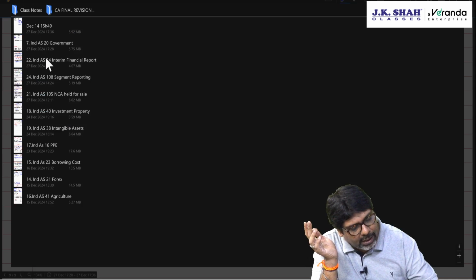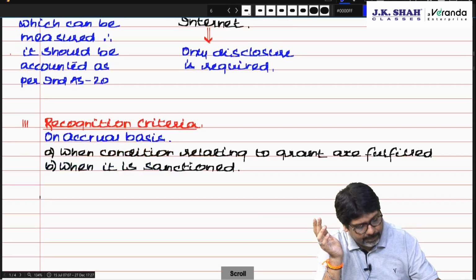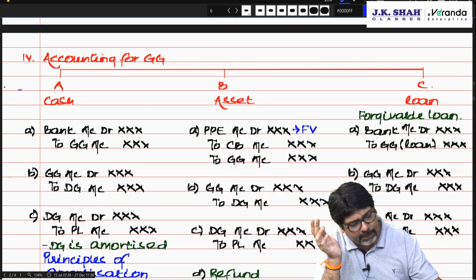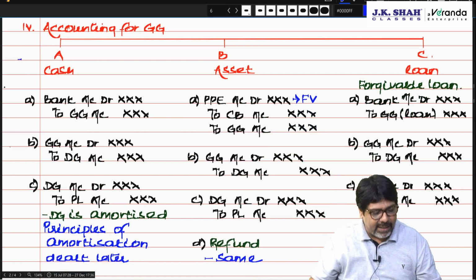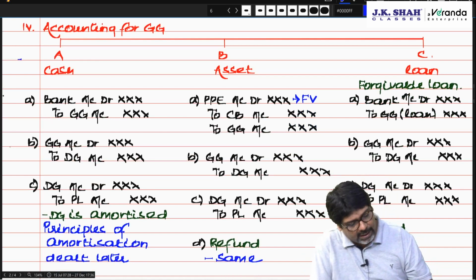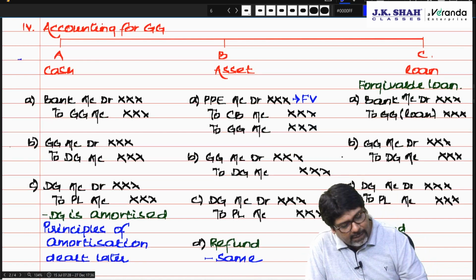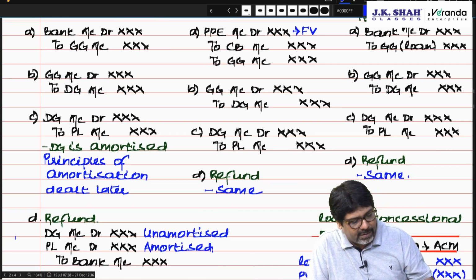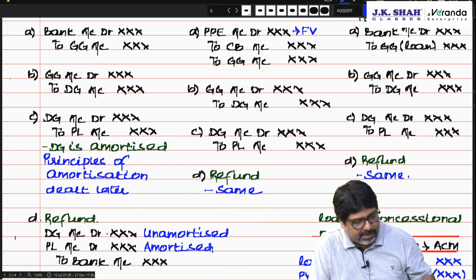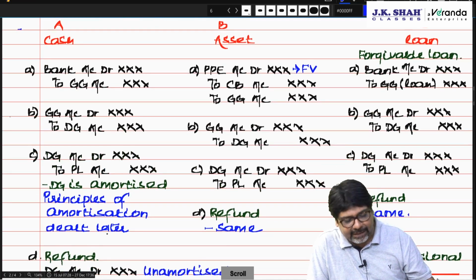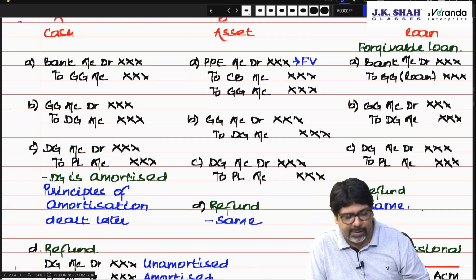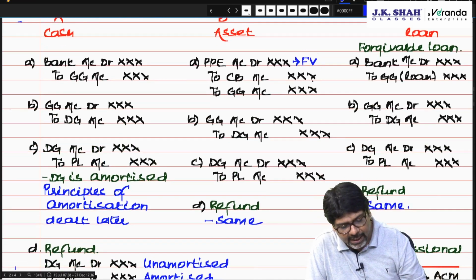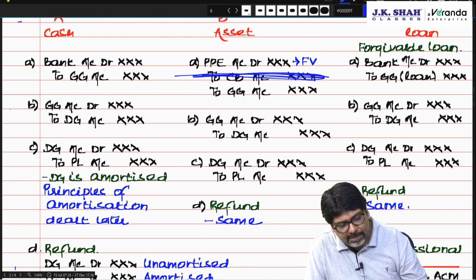Now let's go through the accounting which is given over here. Accounting for government grant: cash, bank to government grant. Yes, sir. Then government grant to deferred grant. Okay. Then deferred grant to PL. Okay. DG is amortized, principles of amortization dealt later. Refund: unamortized portion, deferred grant; amortized portion, PL. If you would have got an asset, then PPE account debit fair value. If it is entirely free, then this bank will not come: PPE to government grant.